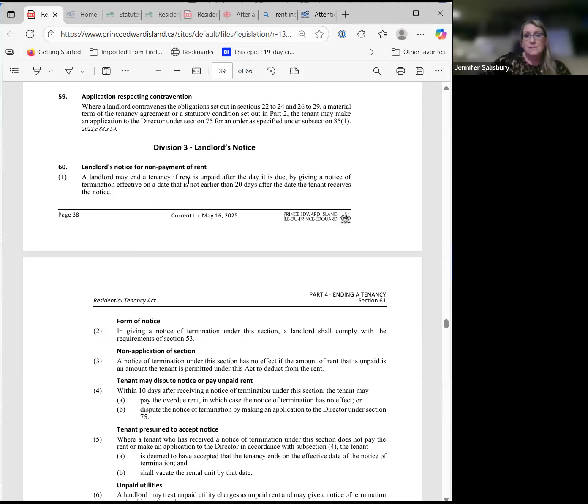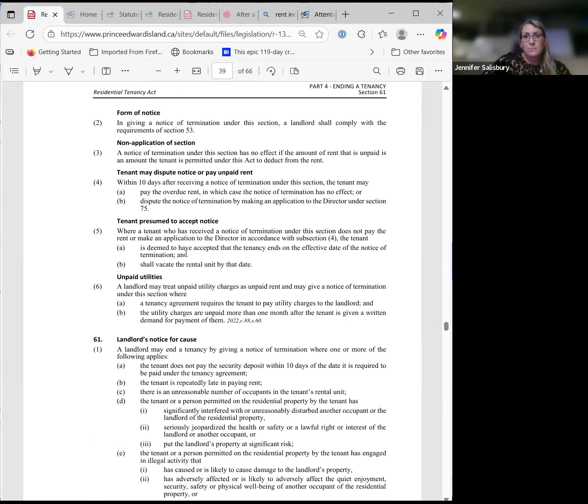Pay or get out, I guess. Wow. Oh, here we go. So here it is. A tenant may dispute the notice or pay the unpaid rent within 10 days of receiving notice of termination under this section. The tenant may pay the overdue rent or dispute the notice of termination. So basically, if they don't pay the rent, they have 10 days to pay or 20 days basically to get out. 10 to pay and 20 to get out. BC, it's a little different. It's faster. It's a faster way to do it, but wow.